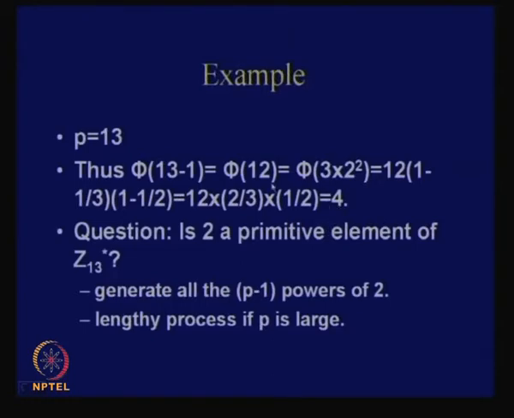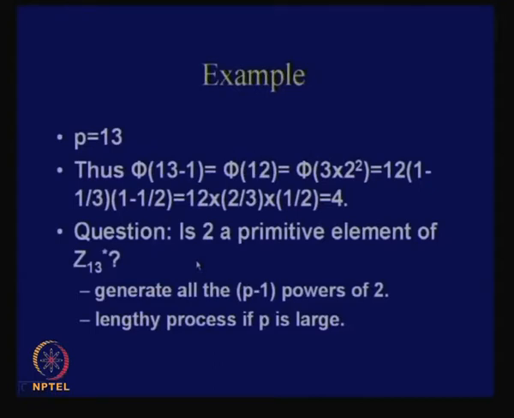Oh, this is a different example, I think. Okay. So, p equal to 13. Okay. p equal to 13, phi of 13 minus 1 equal to phi of 12. This works out to 4. So, what does it show? It shows that if you take p equal to 13, then there are 4 primitive elements. Okay. So, the question now which I will ask you is that is 2 a primitive element for Z13 star.